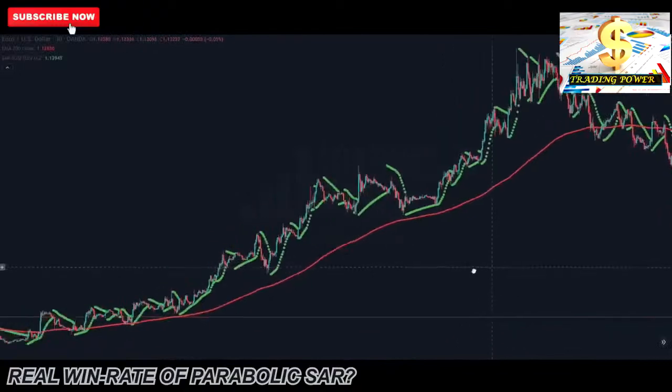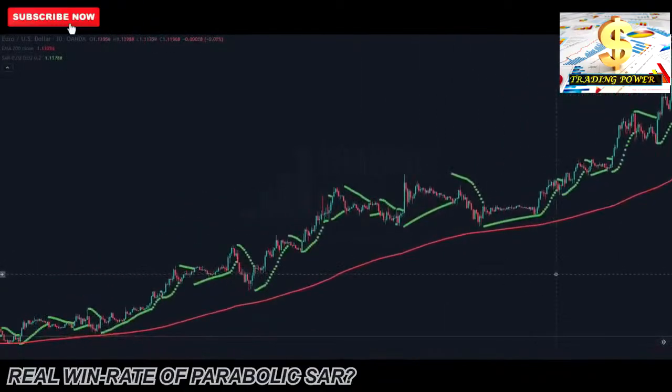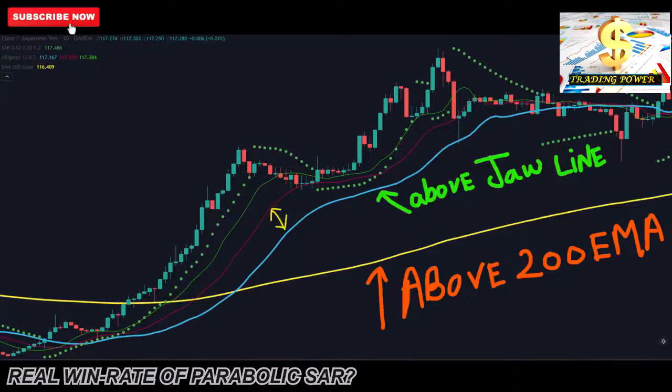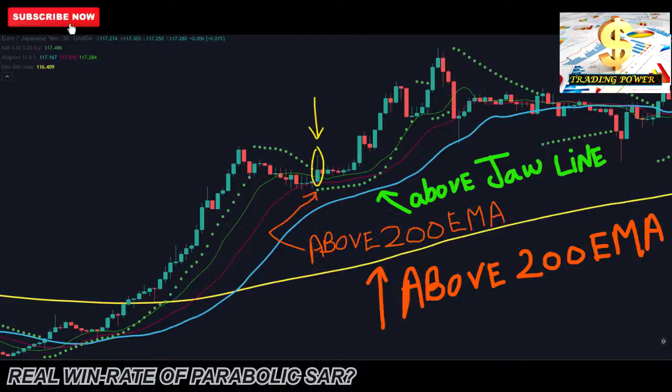To filter false signals given by the parabolic SAR, I have modified the strategy something like this. When the parabolic SAR gives a buy entry signal, the entry candle has to be above the 200 period moving average, and it has to be over the jaw line. The teeth line should be below the lips line and above the jaw line. Furthermore, the entry candle should not touch the jaw line. Also, the parabolic dot should be above the 200 period moving average. In this long setup, you can set your stop loss just below the parabolic dot. It sounds confusing, I know, but it works.